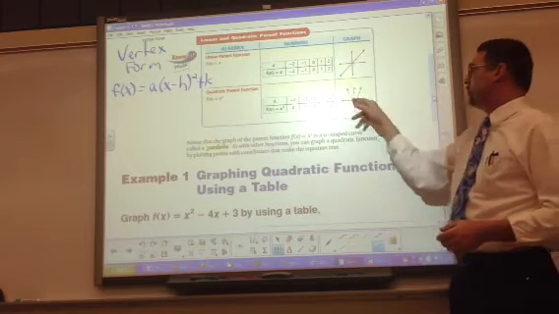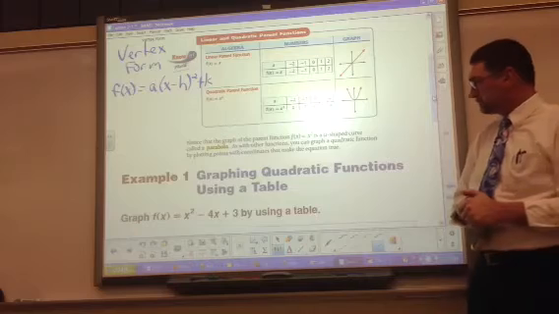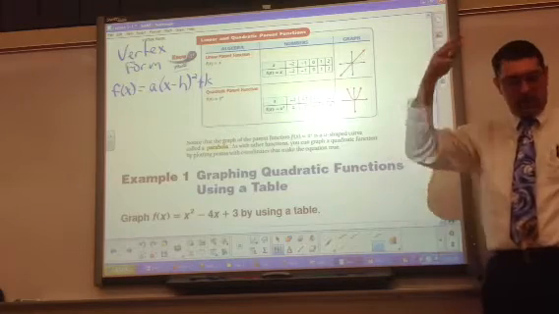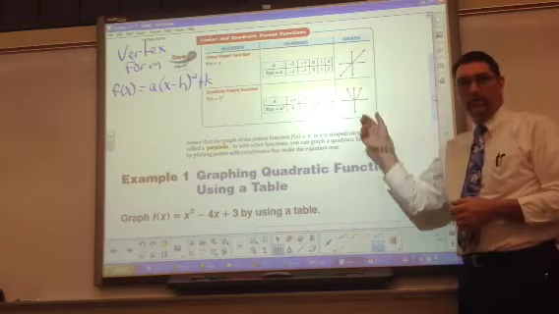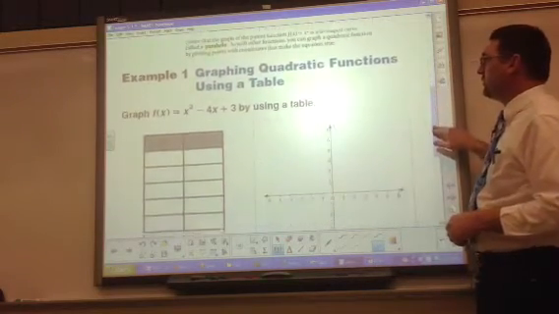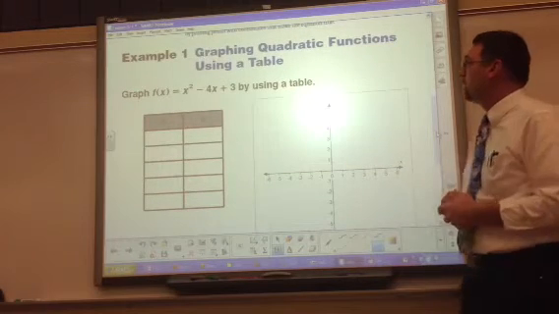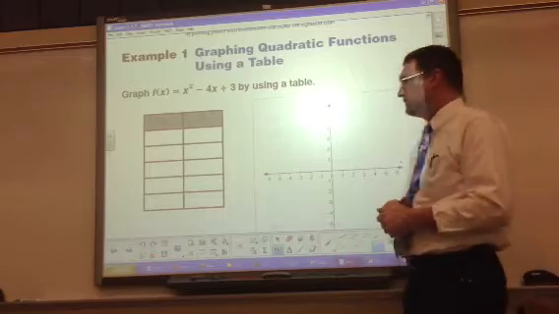So a parabola is always U-shaped, and we will talk about when it opens up and when it opens down. So whether it smiles when it opens up or it frowns when it's opening down. So first thing we're going to do is work on graphing a quadratic function using a table.